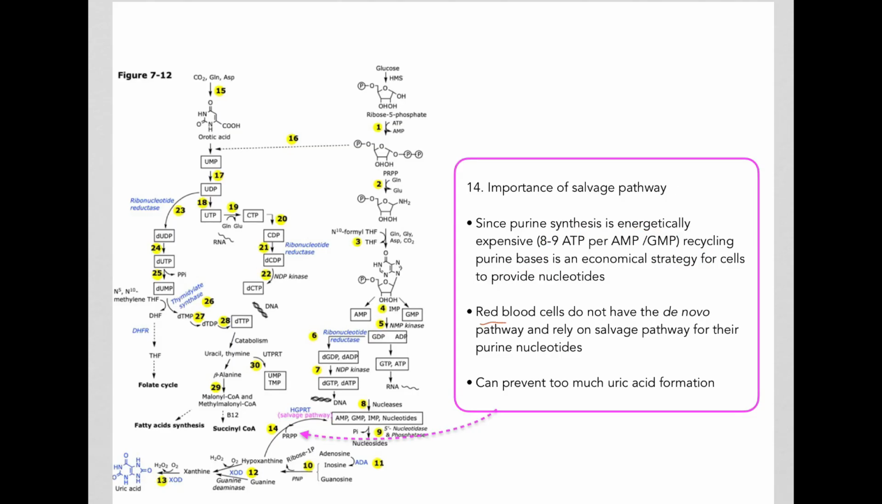Now, red blood cells do not have the de novo pathway, so they rely completely on the salvage pathway for their purine nucleotides. And by recycling the nucleobases, the cell can prevent the formation of excess uric acid. As we saw, this excess uric acid, because of its poor water solubility in the bloodstream, can precipitate and lead to gout as well as kidney stones.